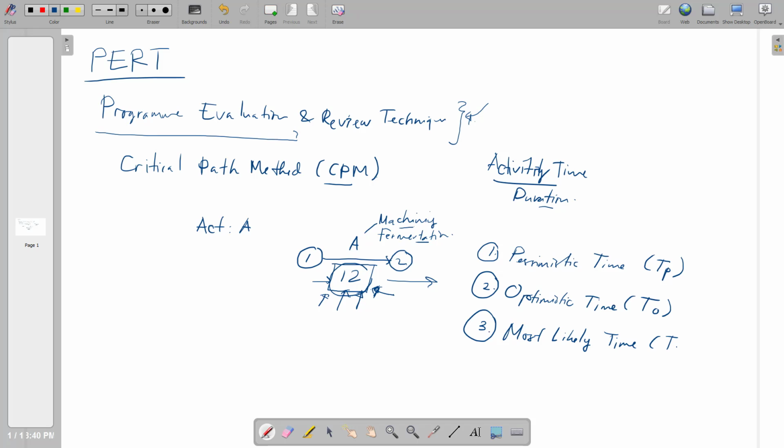Let's just put this one as TM. Okay, and the most likely time. What is the pessimistic time?